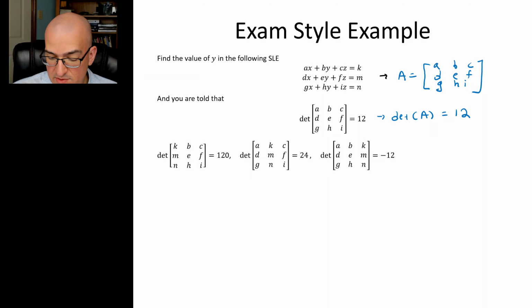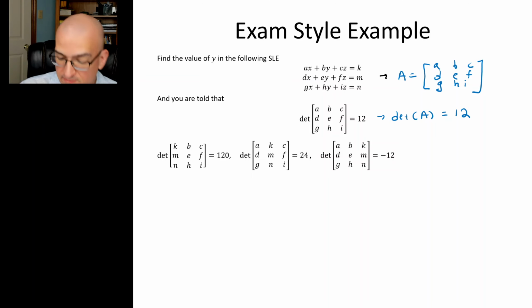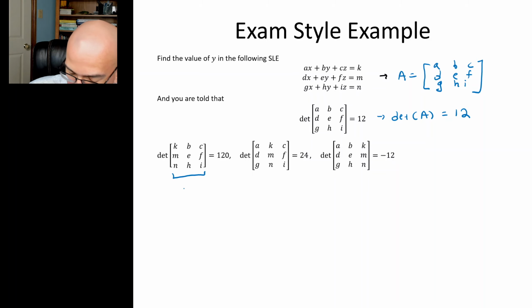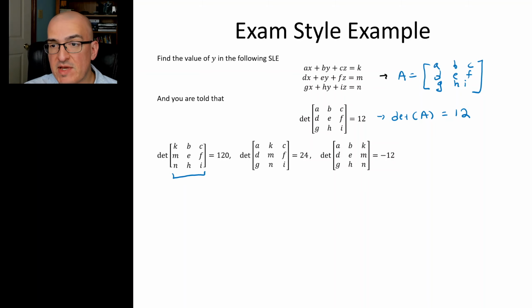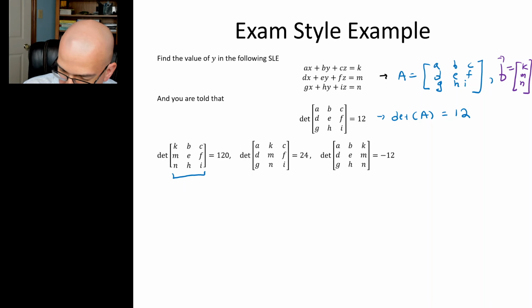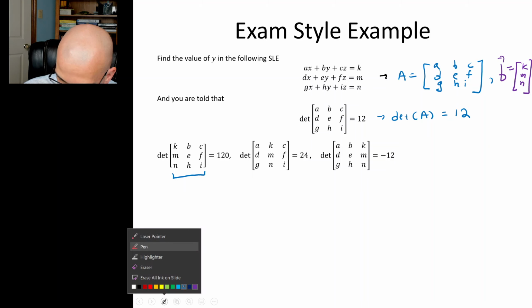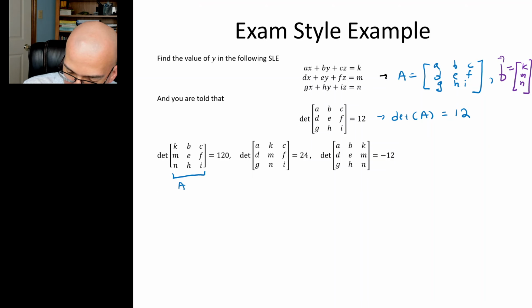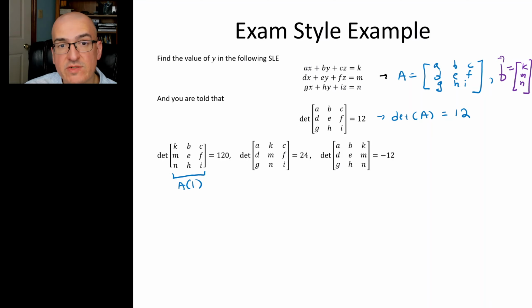Now it gives us 3 other determinants. The first one, this matrix here, notice that this is the matrix with column 1 replaced by B. I got to identify what B is equal to. B is equal to the right-hand side, K, M, N. So this is A1. This is the replacement matrix A1. So it says determinant of A1 is equal to 120.